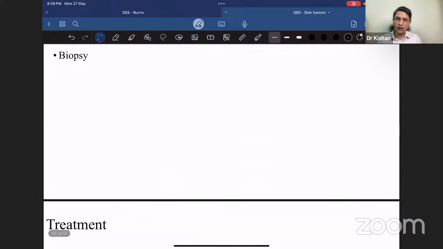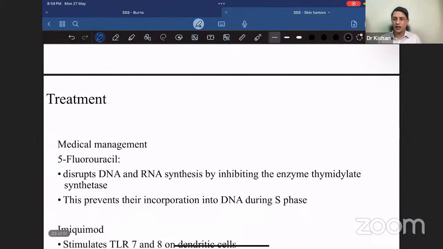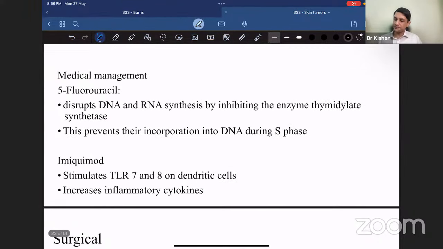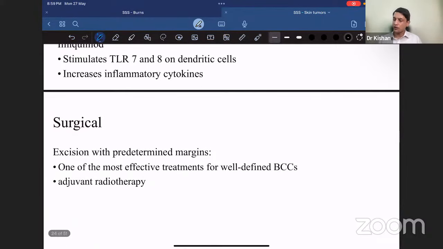Biopsy is confirmatory. For treatment, initially you can try medical management for small ones. 5-fluorouracil you can use, or imiquimod you can use. Best is surgical. Here also, wide local excision you have to do. Along with that, if it has already spread, you can give radiotherapy. If the underlying fascia, muscles and so on are involved, then you can give radiotherapy. It doesn't usually spread, but if it has, then you may have to give adjuvant chemotherapy as well.